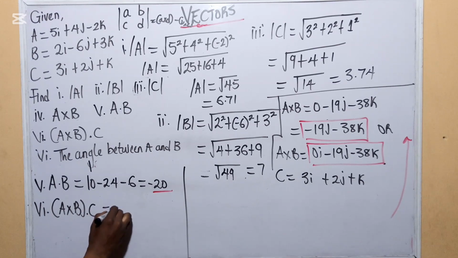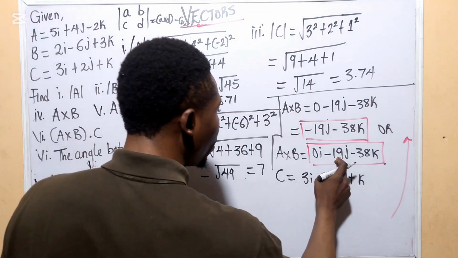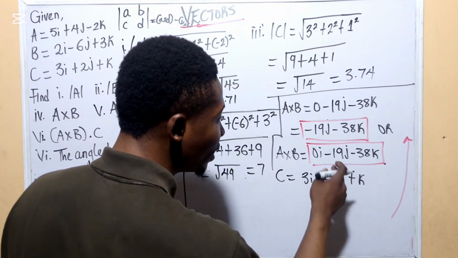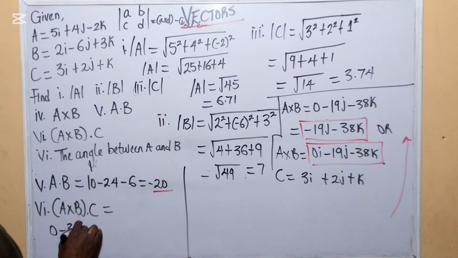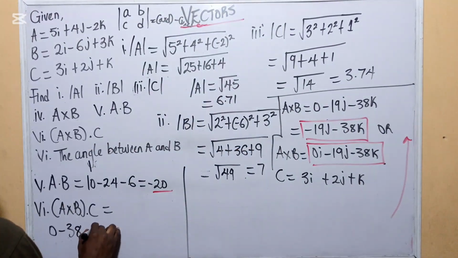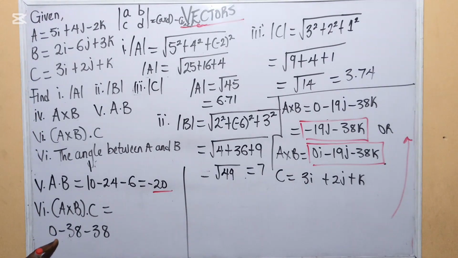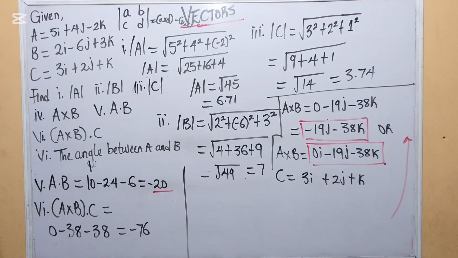So that's going to be equal to what? Now, 0 times 3, that gives us 0, of course. Minus 19 times 2, that gives us minus 38. Now, minus 38 times 1, that gives us another minus 38. Now, 0 minus 38 minus 38, that is going to give us minus 76. So A cross B dot C is equal to minus 76.